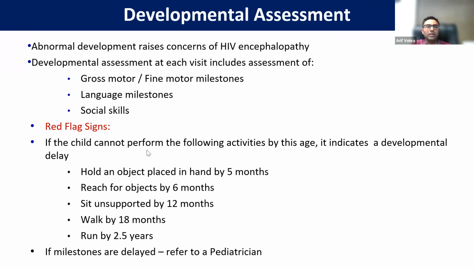Now, what are the red flags of development? These are the general ones I have given here. If a child does not place any object in the hand by 5 months, it suggests developmental delay. Other red flags are not reaching for objects by 6 months, not sitting without support by 12 months, not walking by 18 months and not running by 2.5 years. These are the general red flags for the gross motor and fine motor milestones.